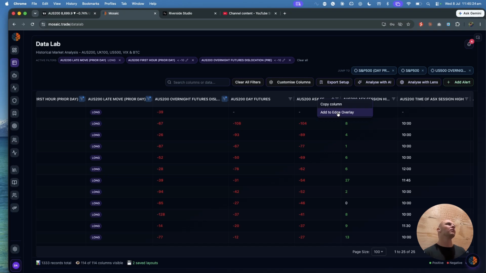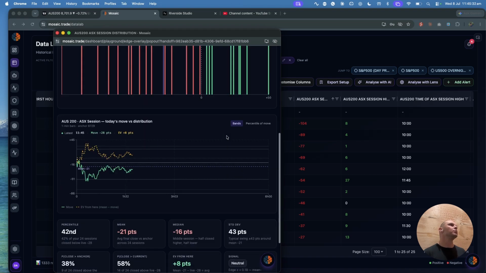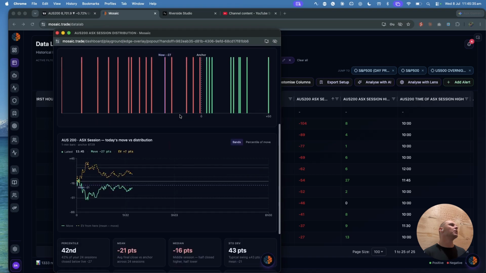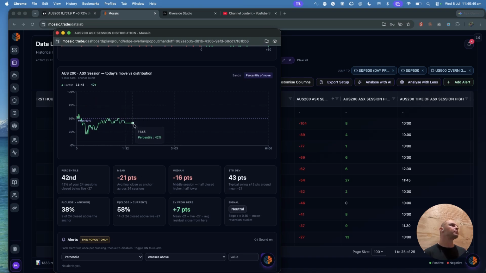So, given this setup, where are we currently trading versus historical distribution? Okay, so we're currently down 28 points, 27 points. Okay, so EV from here historically it's up 6. The mean's 21. We're at the 42nd percentile. So we're right in the guts of where most sessions finish today. Obviously, as it starts getting to the extreme ends in terms of percentiles, that's where, if you're looking for mean reversion, that's where you're looking.